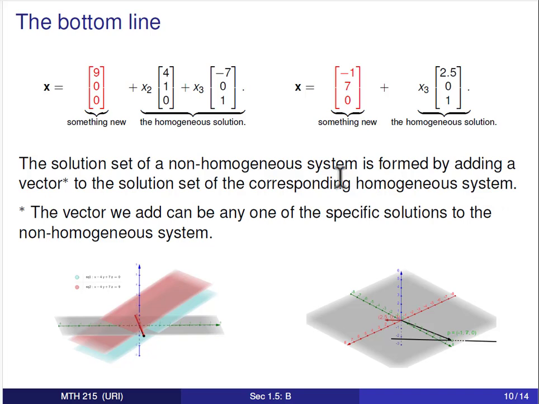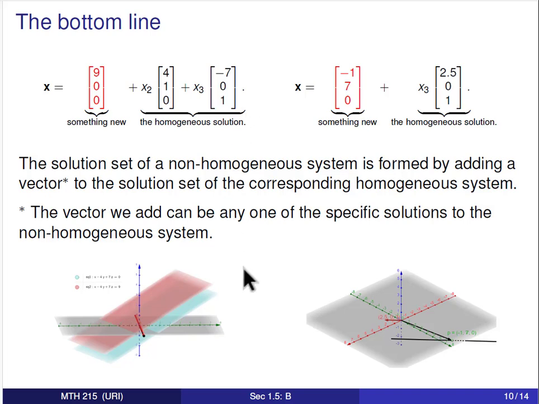Now the vector we add can be actually anything that belongs to the solution set of the non-homogeneous system. So once you have a vector that is a solution, you can find all the vectors by adding your single vector to all of the homogeneous solutions.